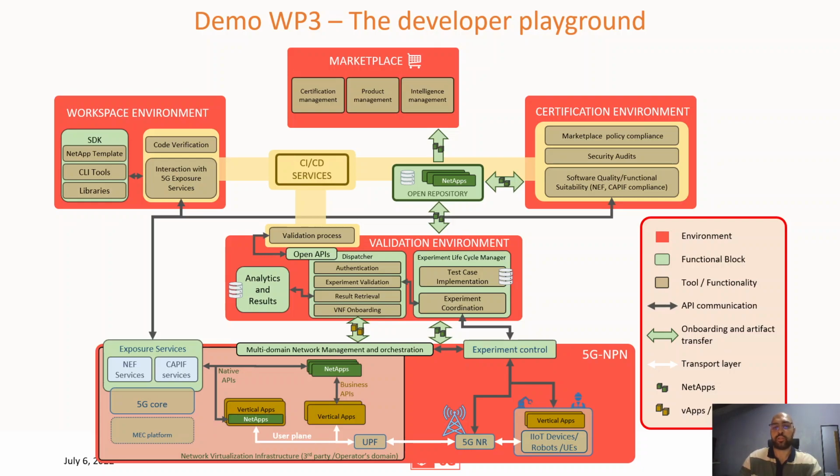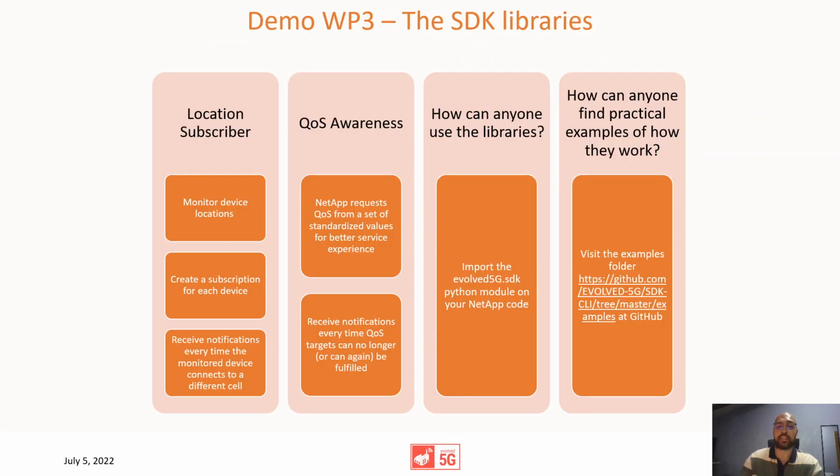Before going to the demo, due to time restrictions, we are going to show only a NetApp with the SDK libraries already implemented. So I would like to present one more thing related to the SDK libraries on this next slide. The SDK libraries provide two APIs that are the same as those implemented in NEF. One is the location subscriber, to monitor the position of the device and create a subscription, and the other is QoS awareness, to know which QoS, from the ones defined in NEF, the device is using. With both, we can also receive notifications.